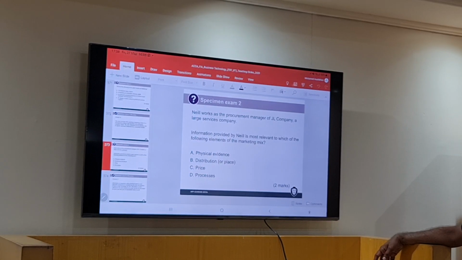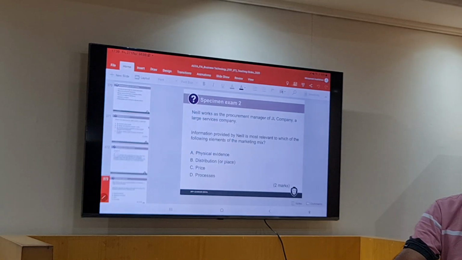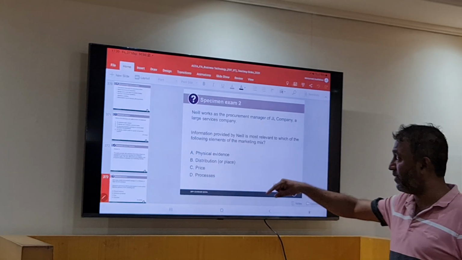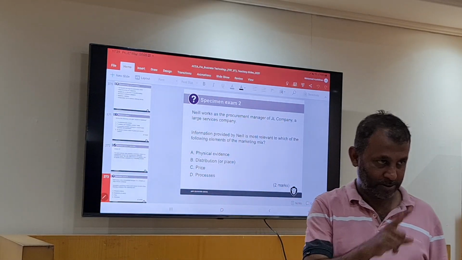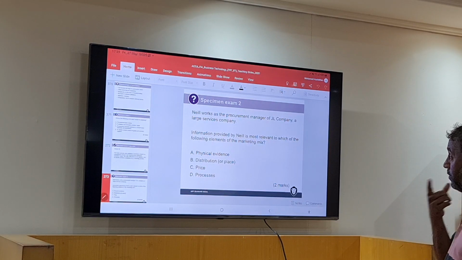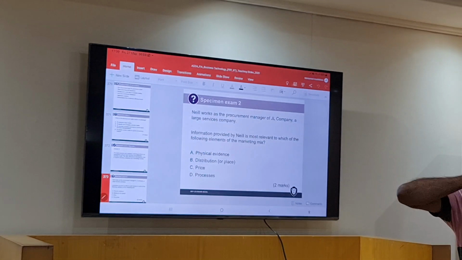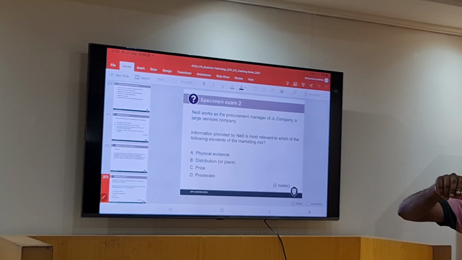What is that? Distribution. Mix. Understood? Because it's procurement now. This is the market. He will have knowledge of the price more than any other factors. Correct? Information provided by the procurement person is most relevant to which of the following elements of the marketing mix. Now, he is the person who is doing the procurement, so he will have contact with a lot of suppliers. So he will know the prices of the goods. Correct?